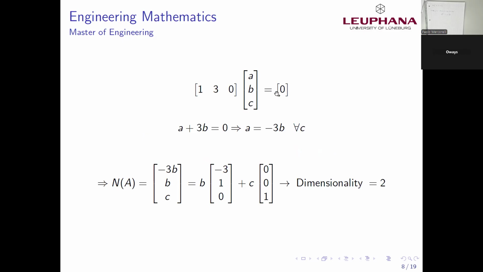Now, if I look for the null, this means I have to find the set of A, B, C which transform everything into 0. The codomain, the image, better to say, the image is equal to 0. This means A plus 3B must be equal to 0. This means, for instance, please pay attention, A equals minus 3B for each C. But this can be written in this form. The null of A: minus 3B, B and C can be seen in this form, because you have two free parameters. Here B is free, and in particular C is free.